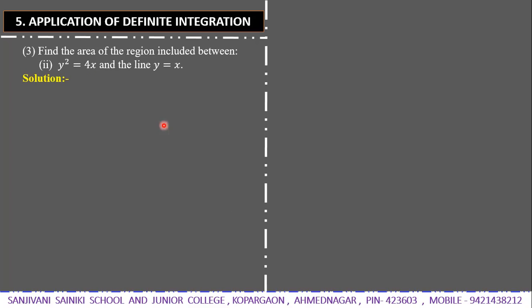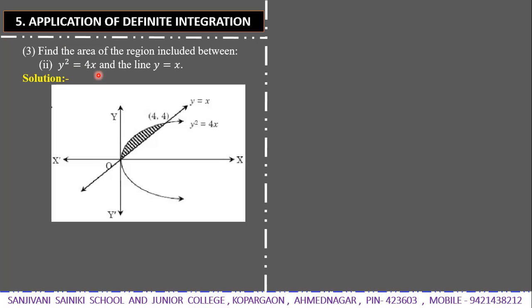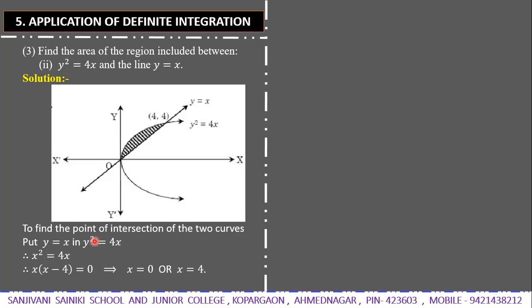Now the second example, y² = 4x. Again, it is a parabola opening towards the positive direction of the x-axis. This is the line y = x, which bisects the coordinate axes. They intersect each other at two points. To find the points of contact, we have to solve these two equations simultaneously. Once you solve, you will get x = 0 and x = 4. Since y = x, again we get y = 0 and y = 4. These are the two points of intersection of these two curves.